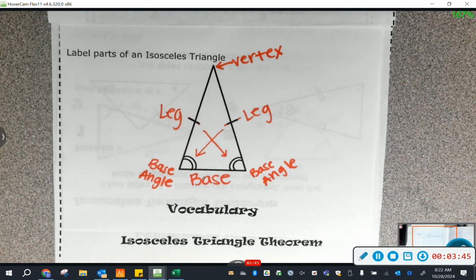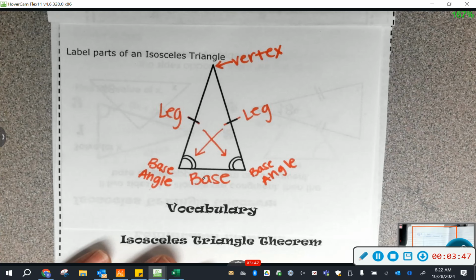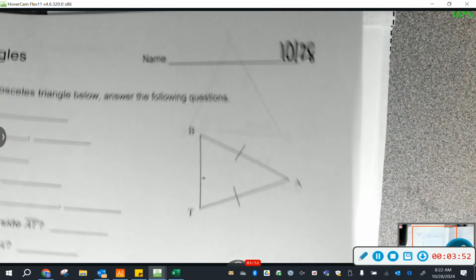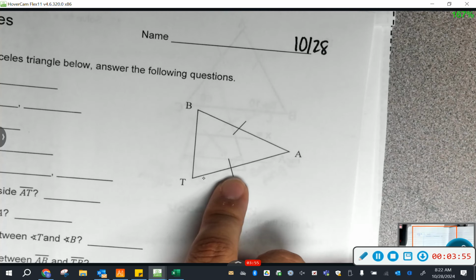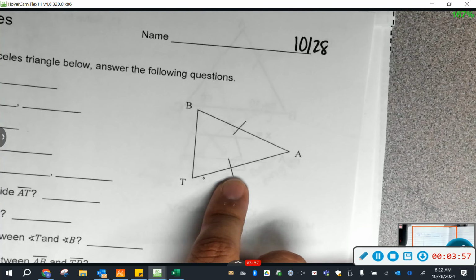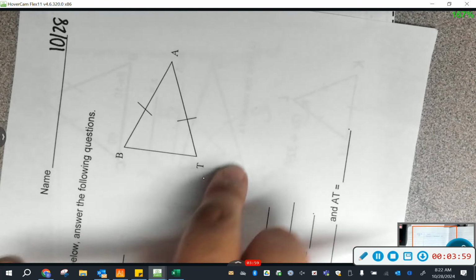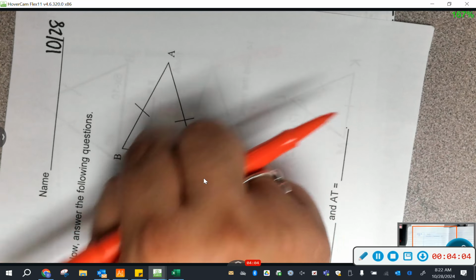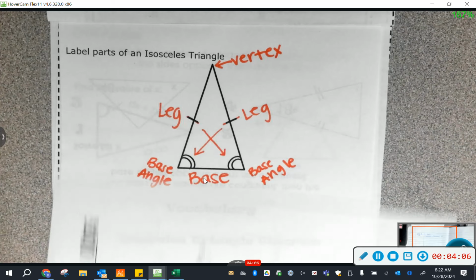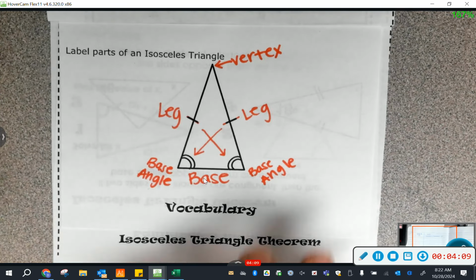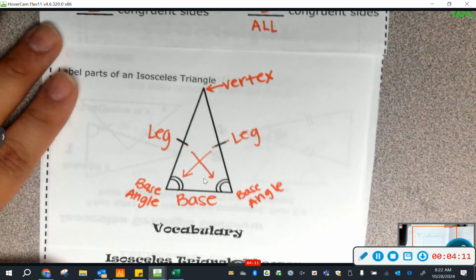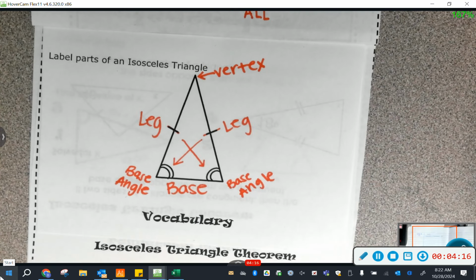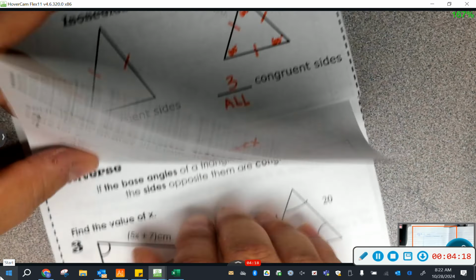Now, am I always going to be nice and give you the triangle that looks like this? No, if you look at the worksheet I'm going to give you in a little bit, I'm going to give you the triangle sideways. Is that okay? You can just turn your paper. Your vertex might not always be up top. It's just always going to be across from the base, okay? Now flip up your notes. Again, that's everything you need to know about an isosceles triangle.